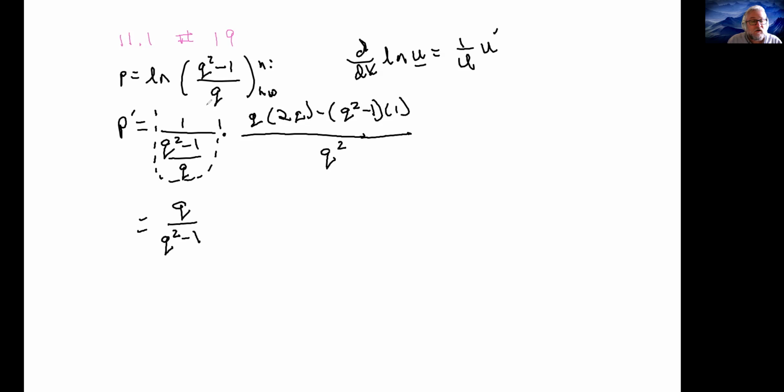Well, you could do that. You're going to get a different answer. It's probably going to look different, and that's okay. You just need to be careful with negative signs, especially this negative sign is the problem. So let's do it that way. So I'm going to write this as natural log of Q squared minus 1.